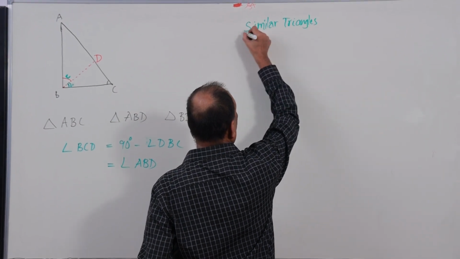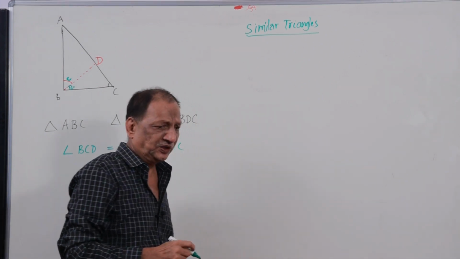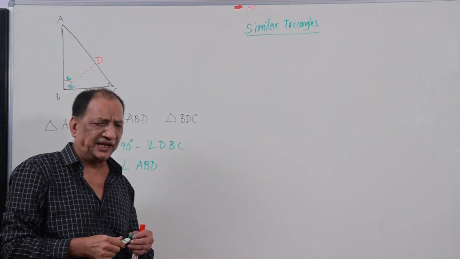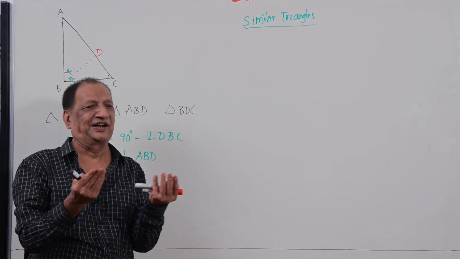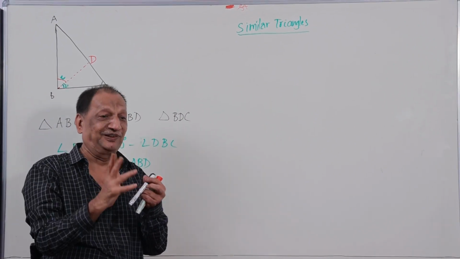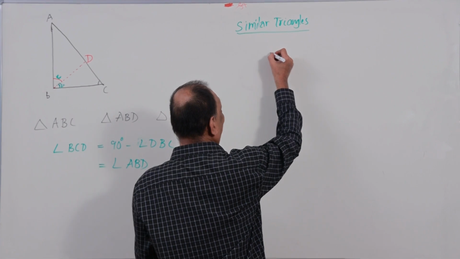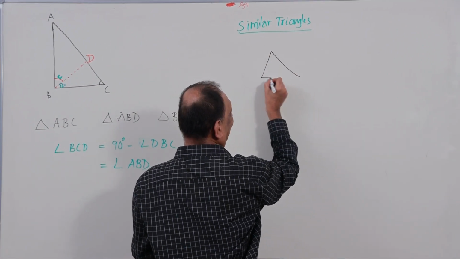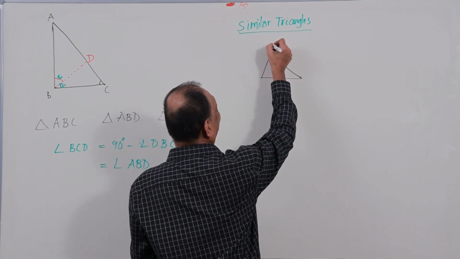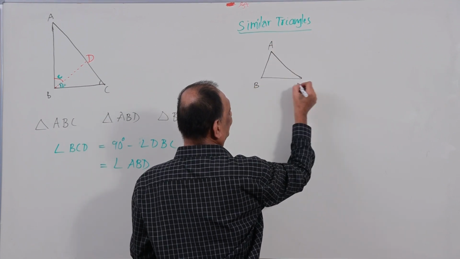So we give a definition first for what are similar triangles. What are similar triangles? Triangles which look similar. Triangles which look dissimilar are not similar triangles. They have to look similar. What is that similar? I have one triangle. Let me draw that. Then you will see what I am talking about. So I have one triangle here. You can call it ABC if you want.